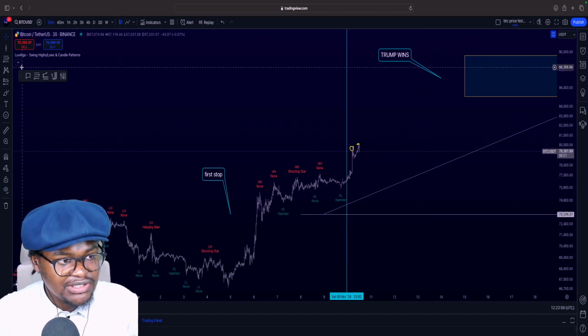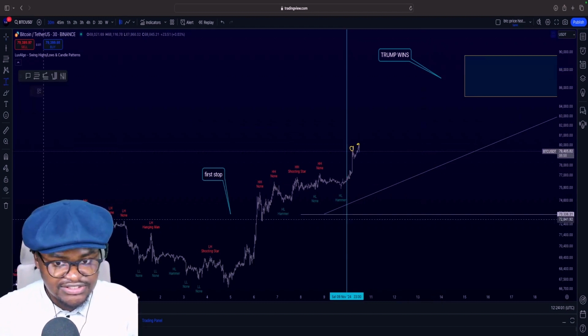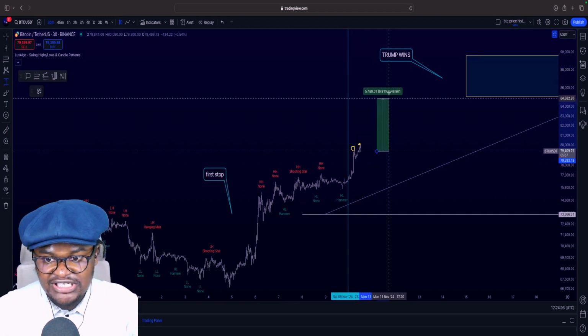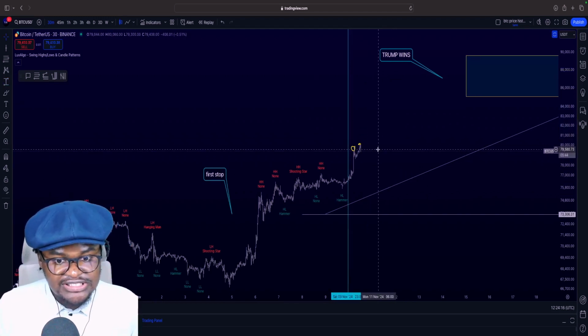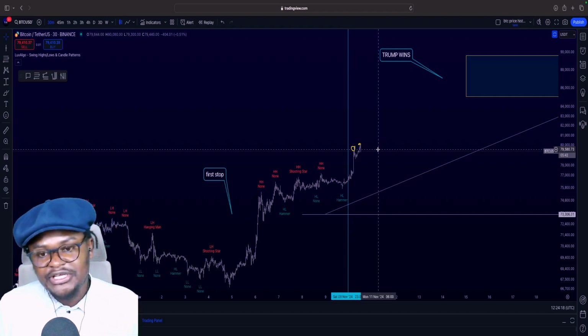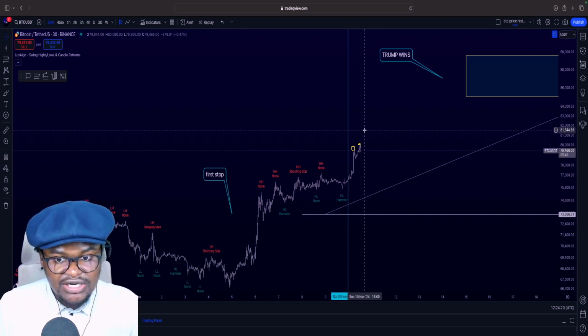If BTC is to go to the upside to that $85,000 zone, then that would be about a 7% move to the upside. We will again have to reanalyze at that time and see if there is any formation that is showing us that it's going to move back down.